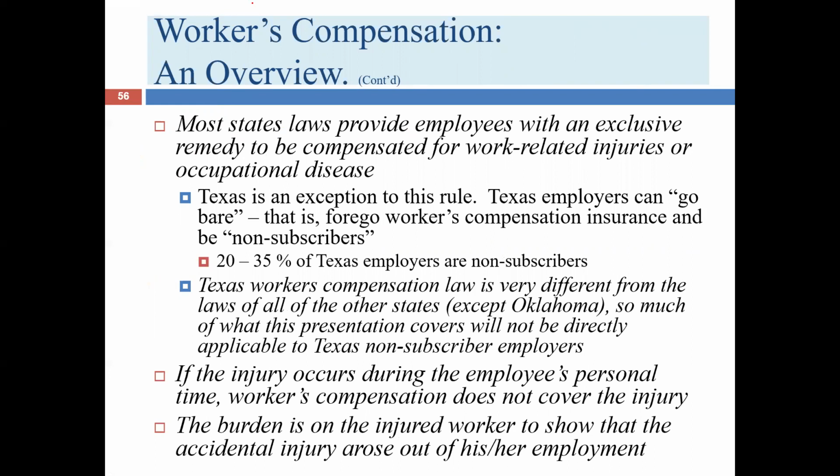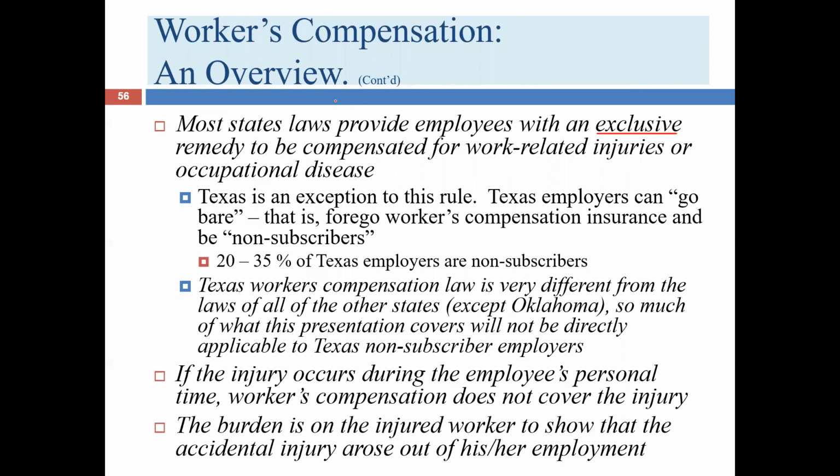So most state laws provide employees with an exclusive remedy to be compensated for work-related injuries or occupational disease. So exclusive means it's the only one you get to use. The way I like to think about this is kind of silly, but if you are seriously dating somebody, you want them to consider you to have an exclusive relationship, right? He's my exclusive boyfriend or she's my exclusive girlfriend. And so that means you and that person are only dating each other, right? Well, this is the same idea.